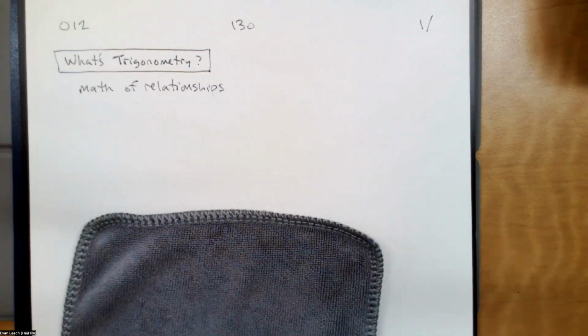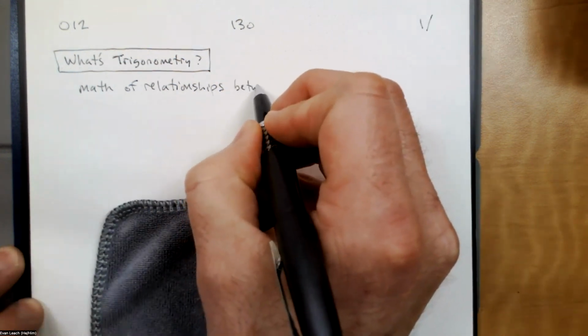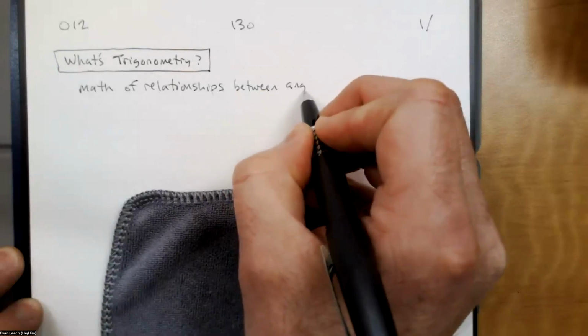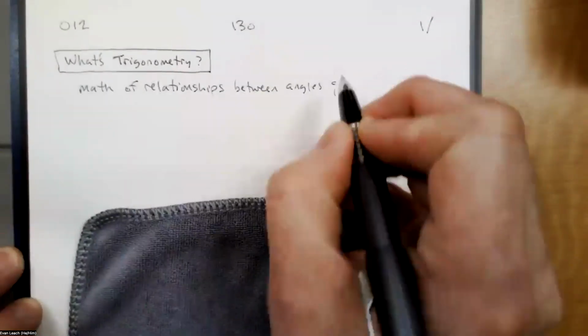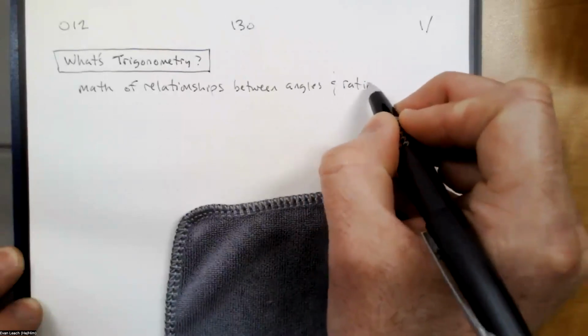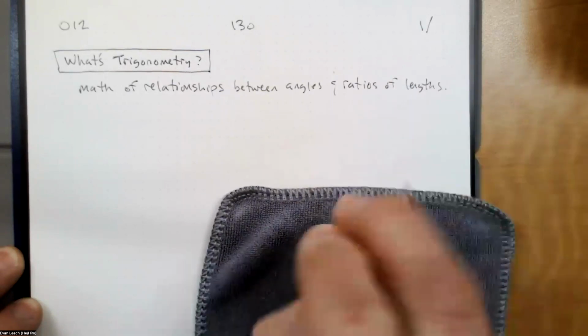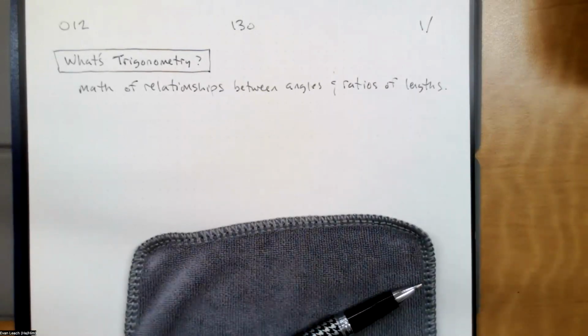It's the math of relationships between angles and lengths, ratios, I could say. It's where we combine things like angles and ratios of length, angles and length. It's the bridge between those two things.